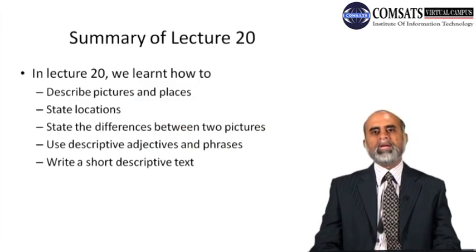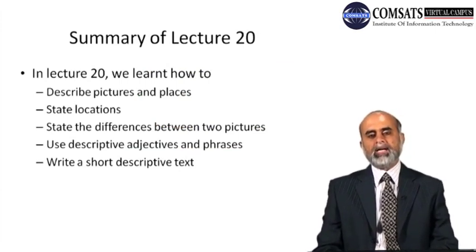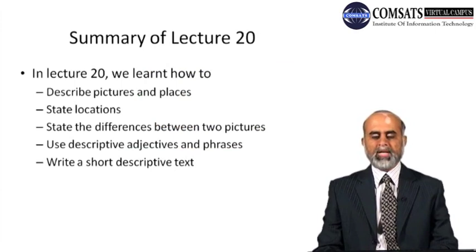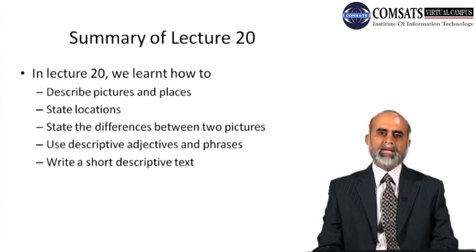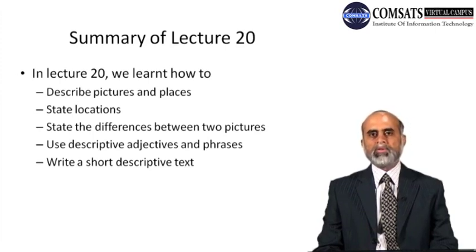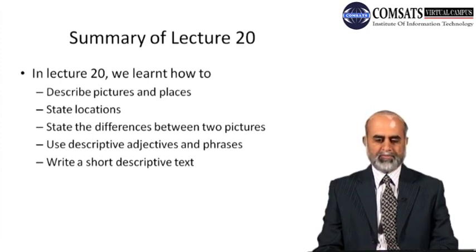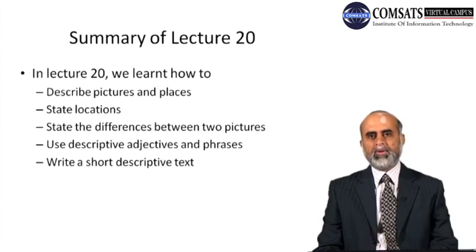Okay, so with this we come to the end of lecture number 20, and here is the summary of lecture number 20 again, the main points. In lecture number 20, we learned how to describe pictures and places. So we learned a series of steps that we should keep in mind while we are describing either a picture or a place. A place could be a city, but it could also be just one tourist spot. Then we also learned how to use prepositions in order to state locations: in front of, at the bottom, at the top, in the forefront, in the background, etc.